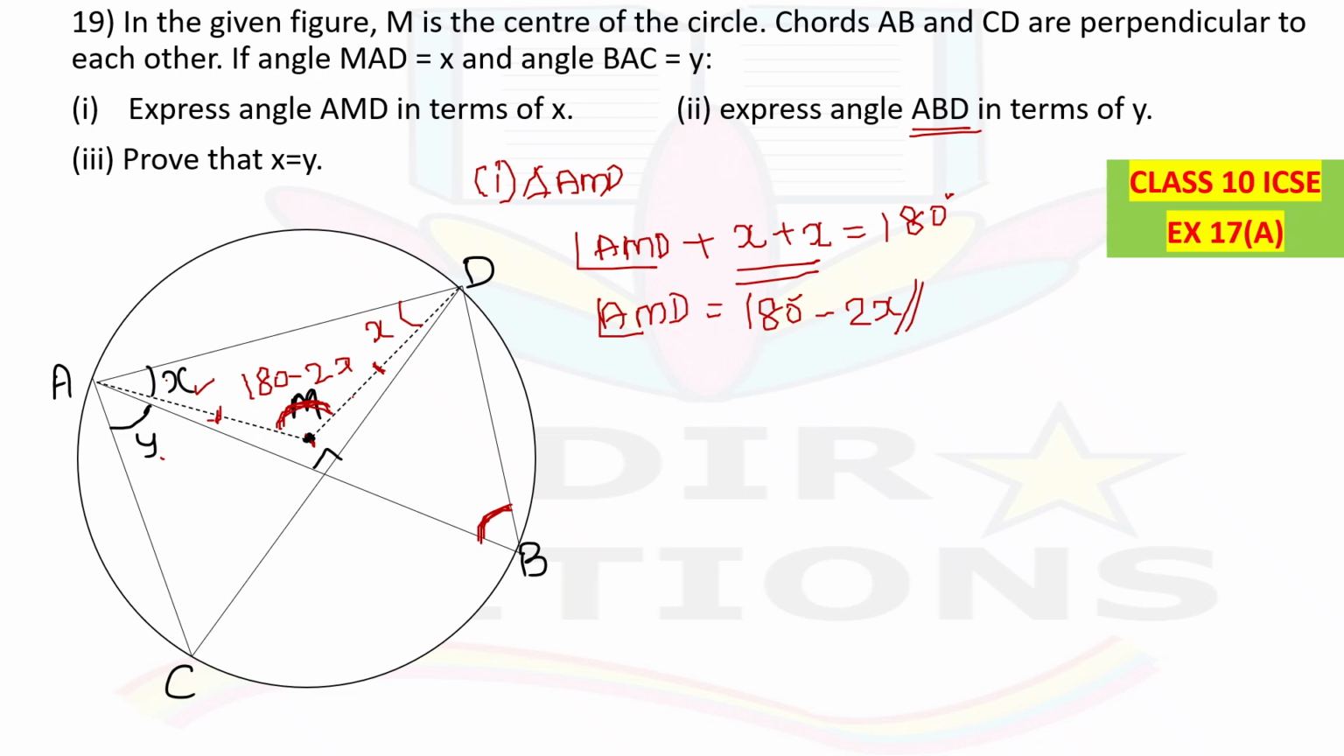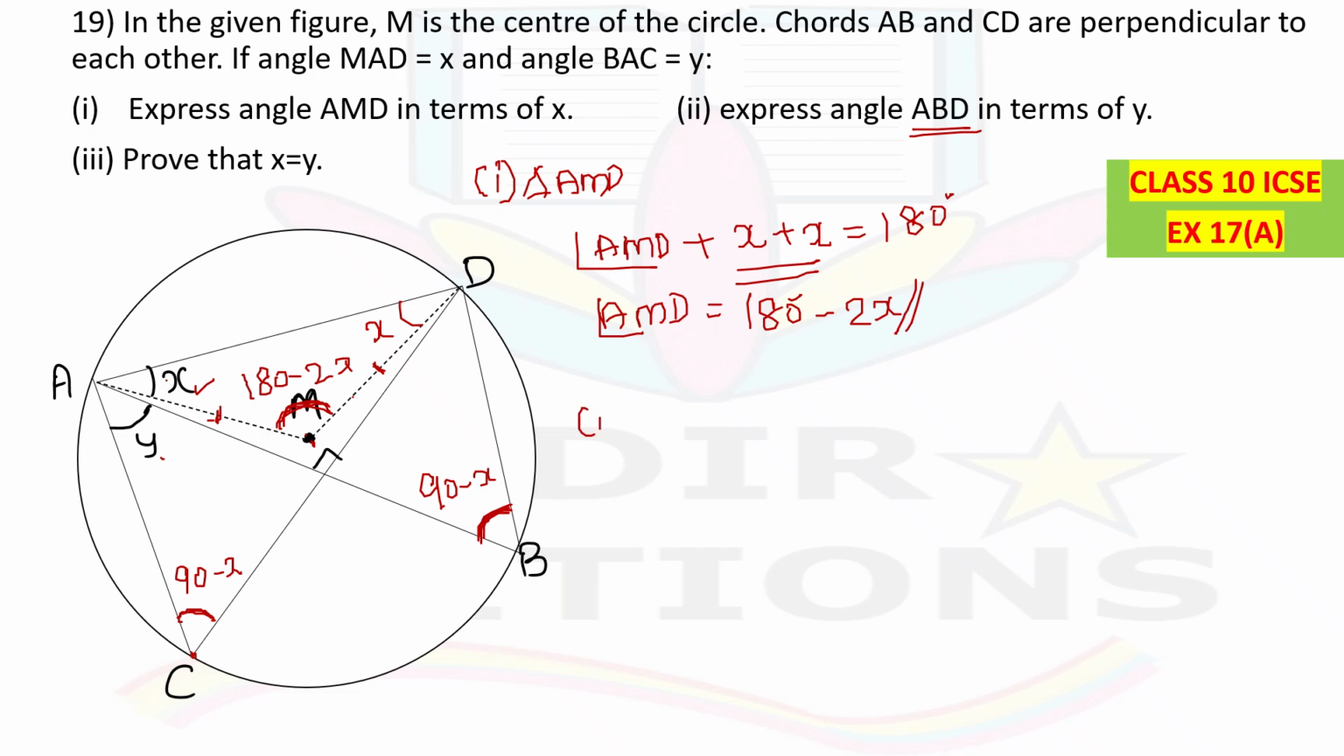So I want the circumference angle now, right? So it's going to be half of the angle formed at the center by the same segment AD. So I can write this as (180 minus 2x) by 2, which is nothing but 90 minus x. So if ABD is 90 minus x, even ACD is also 90 minus x, right? Why? Because this is also coming from the same segment and the angle is formed at the circumference. So I am mentioning 90 minus x here also.